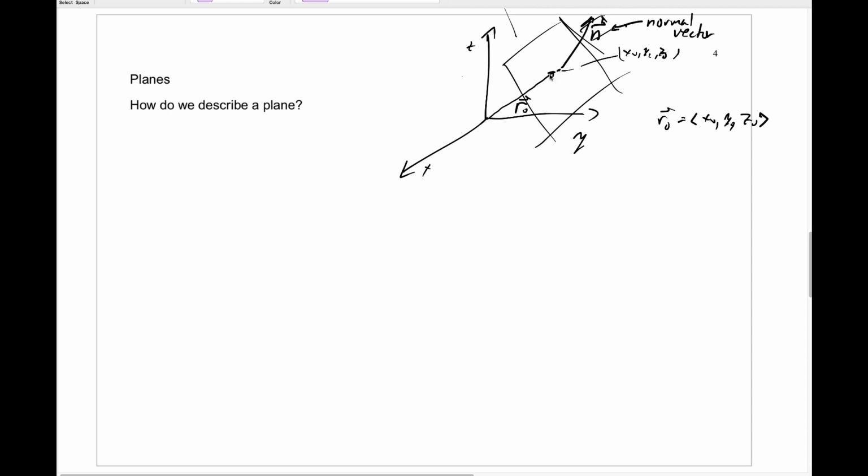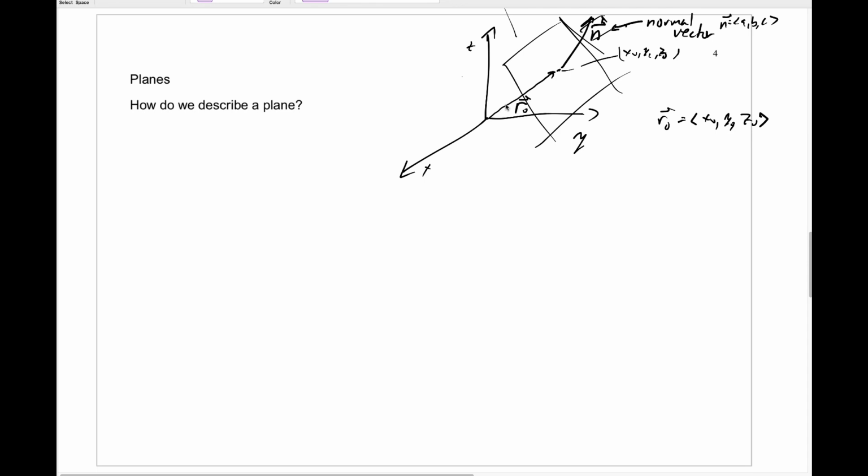It turns out if you have a point specified and you want a plane that's perpendicular to this normal vector, there'll only be one plane that actually meets those conditions. And our question will be how to describe it. So let's say our normal vector has coordinates a, b, c. How would we describe all the points on this plane?